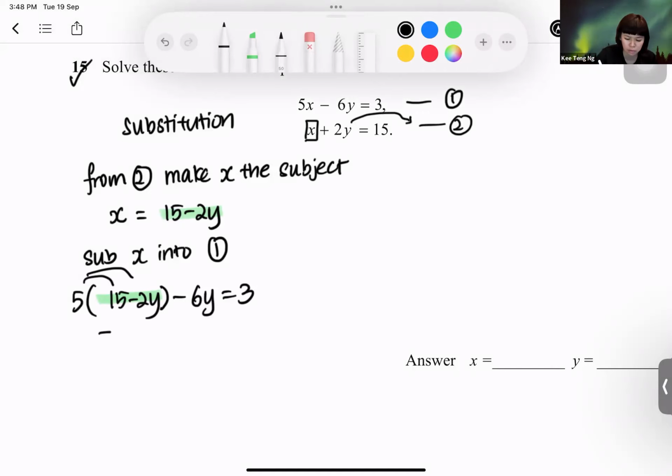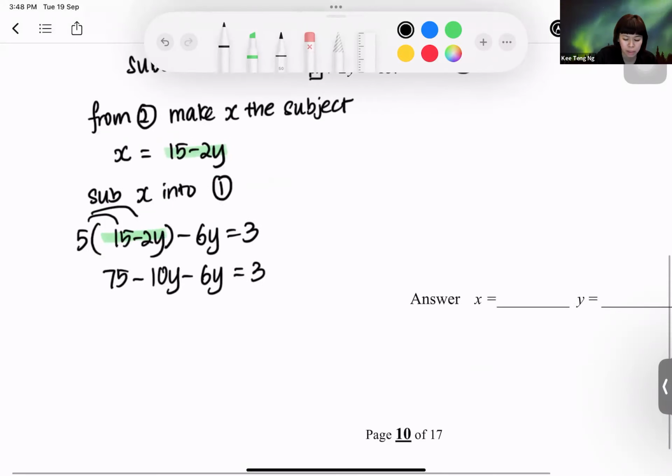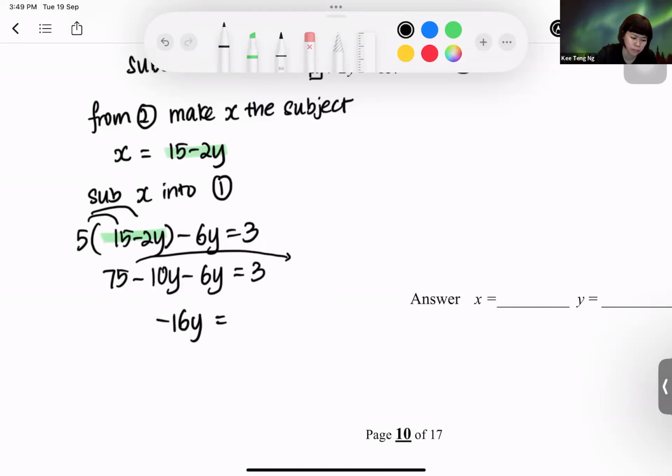That will give me 75. 5 times 2, 10y minus 6y equals to 3, right? Then I'll put my numbers aside. So this negative 16y, minus 10 minus 6 is not minus 4. Then subtract 10 points, subtract another 6. So that is subtract 16, okay? Then 75 go over there is minus 75. So undo addition, you minus. 3 minus 75 gives me negative 72.